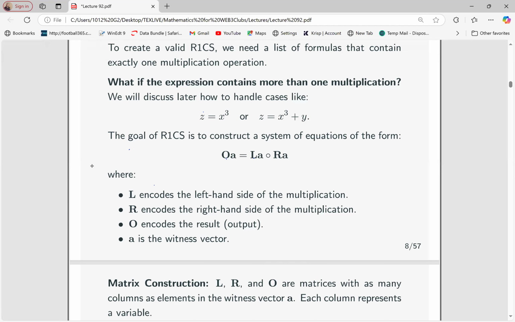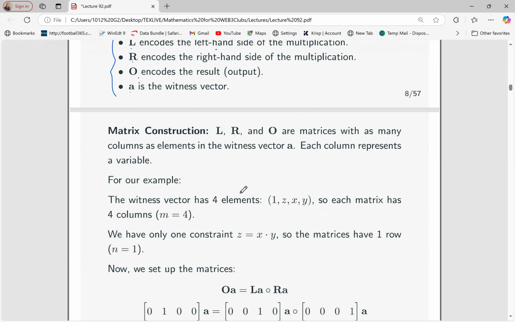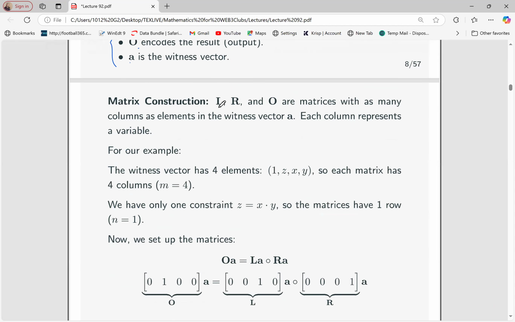Now, I've already explained what this means. I've already explained that L is the left-hand side. Of course, it's a matrix. And R is the matrix on the right-hand side. O is the one that is the output. And A is a witness. So what follows here, I was just explaining how to come up with the left-hand side matrix. All of this is just an explanation on how to come up with that matrix, and I've already shown you how to come up with that.